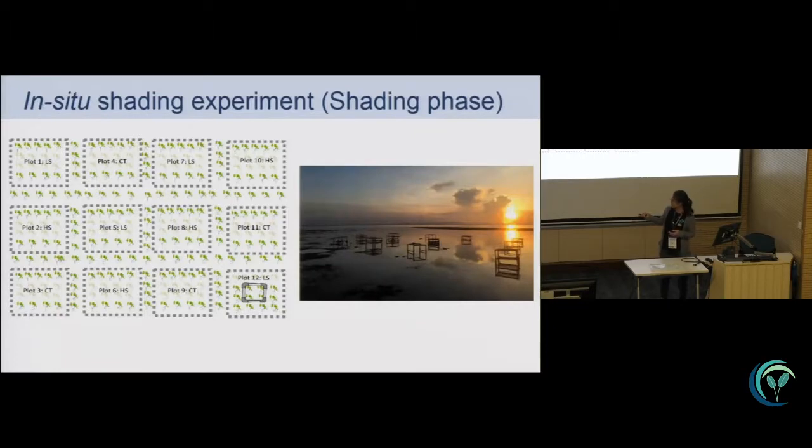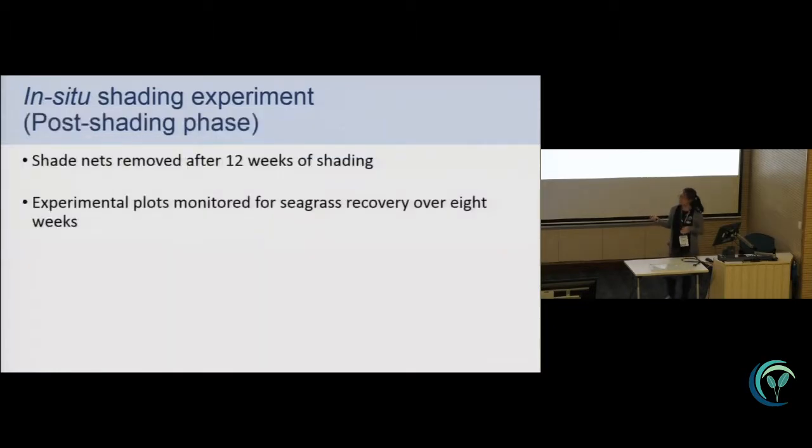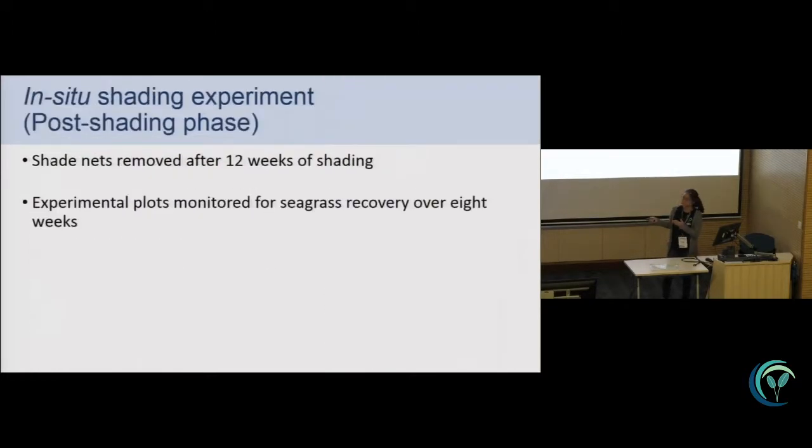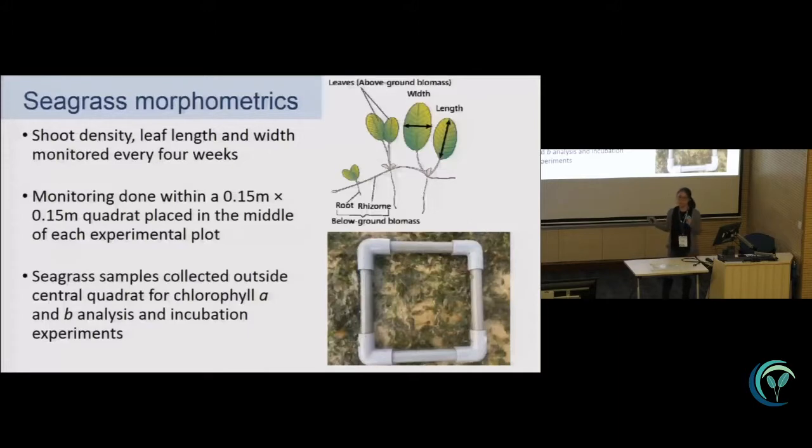It's very nice, right? After 12 weeks of shading, we removed the shade nets, and recovery was monitored. Any signs of recovery were monitored for another 8 weeks. This is known as the post-shading phase. Across both the shading and post-shading phases, we measured the shoot density, leaf length, and leaf width every 4 weeks. From the leaf length and leaf width, we calculated the leaf surface area. Measurements were done within a quadrat placed in the middle of each shading frame. And outside of each frame, we collected seagrass samples for chlorophyll extraction as well as for the incubation experiments.